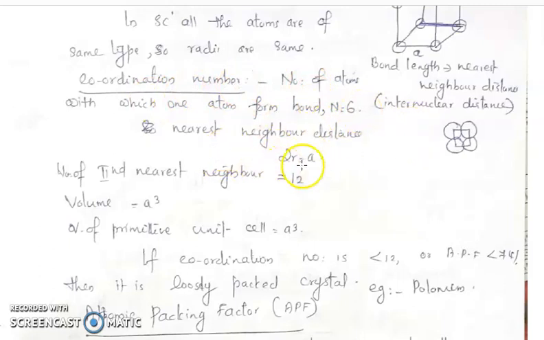Then, what is the nearest neighbor distance? What is the maximum two atoms can do? Just touching each other, the distance between the center of one atom to the center of the other atom will be r plus r. It will be 2 times r, and that will be equal to the lattice parameter in this case. 2r is equal to a. That is important in the case of simple cubic crystal.